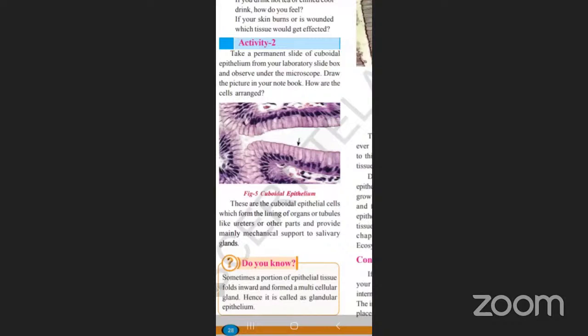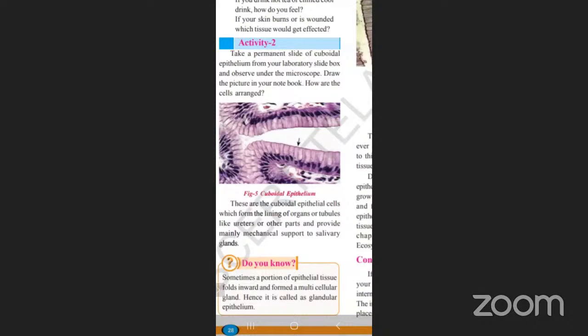Now let us go for that. Do you know? Sometimes a portion of epithelial tissue folds inwards and forms a multicellular gland. Very, very important, children. Sometimes a portion of epithelial tissue can fold inwards, and inside it takes a folding and forms a multicellular gland. Why do we consider it multicellular? Because these foldings consist of more than one cell. So that's a multicellular gland.